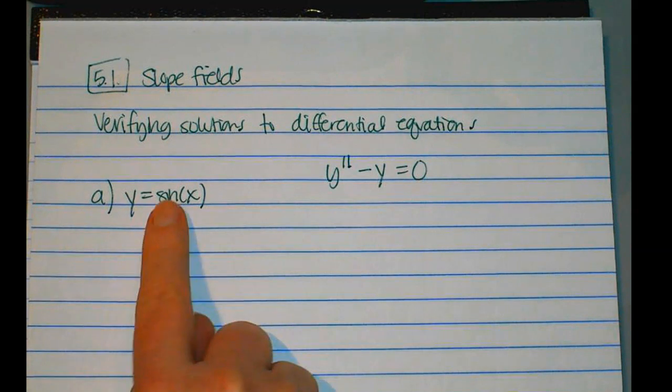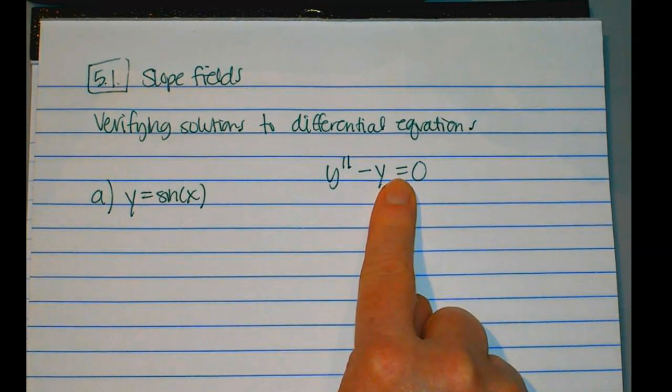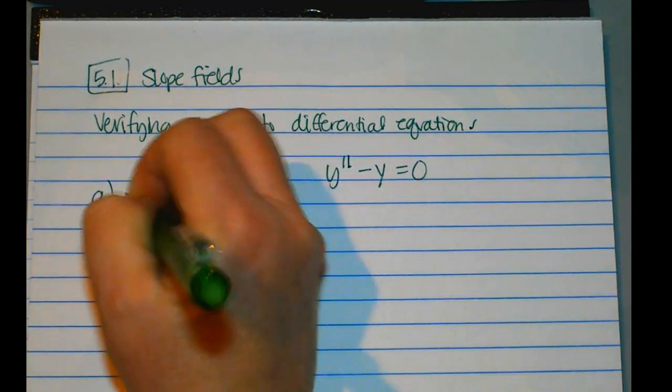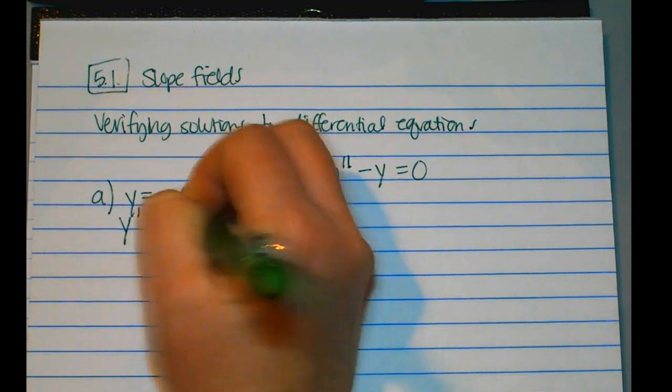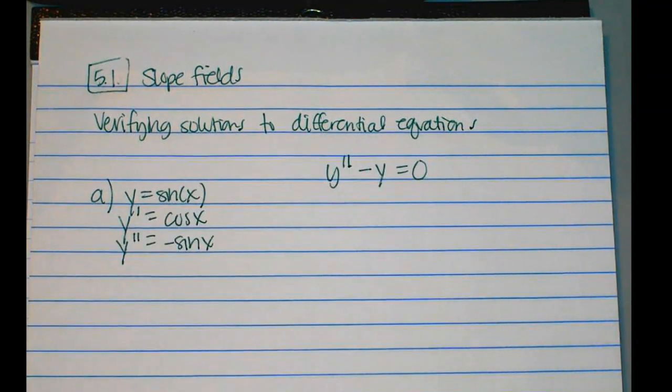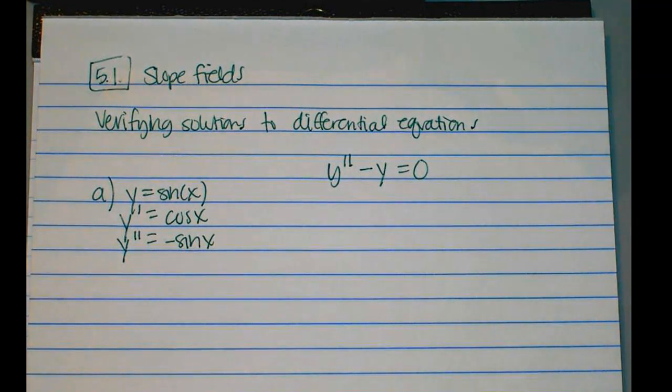In order for me to plug stuff in from this into here, I have y. What else do I need? I need y double prime. So I need to go take a derivative. Y prime equals cosine of x, so y double prime is negative sine of x. So now I have all the pieces required to verify it and see if it is true or not.